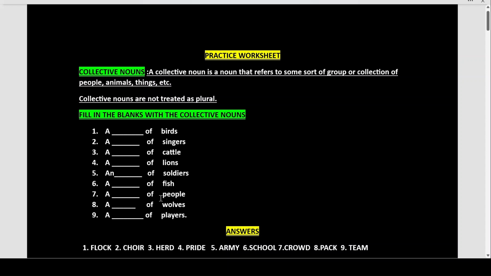A dash of people, a crowd of people. Now, students, a crowd of people, but if it was given a dash of angry people, it would have been a mob of angry people. But because no adjective is given before people, therefore we write a crowd of people. A dash of wolves, a pack of wolves. Ninth one, a dash of players, a team of players. You need to memorize these collective nouns and be prepared for the exams.